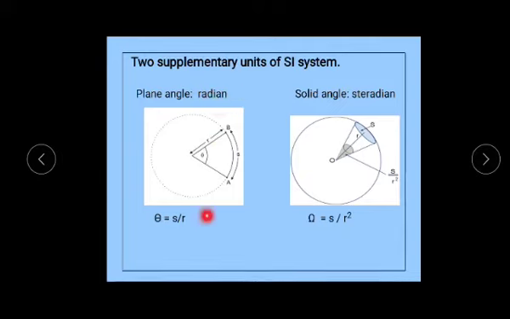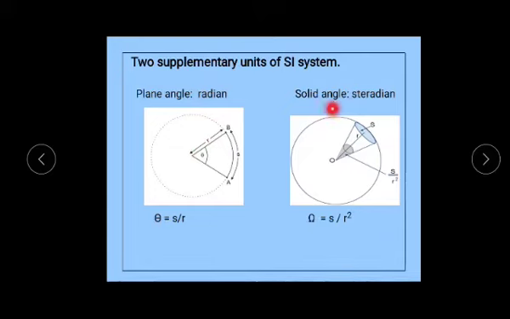Then here one formula is given. How to calculate this angle now? If you see the diagram, it is a circle. Then AB is arc or arc length. It is represented by the letter S. Then this is radius. It is represented by R. So theta is equal to S divided by R is formula to calculate this plane angle. So what is SI unit of plane angle then? Radian.